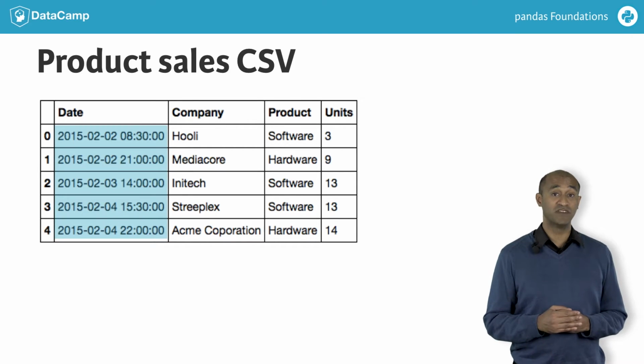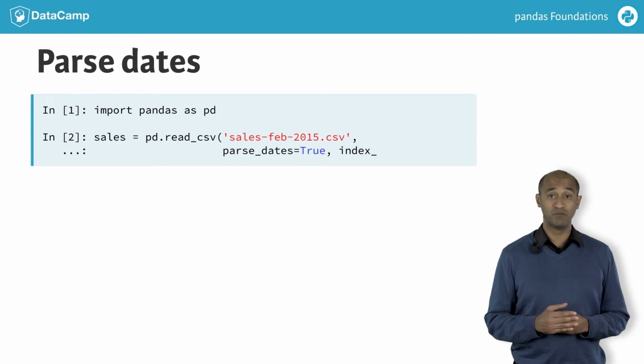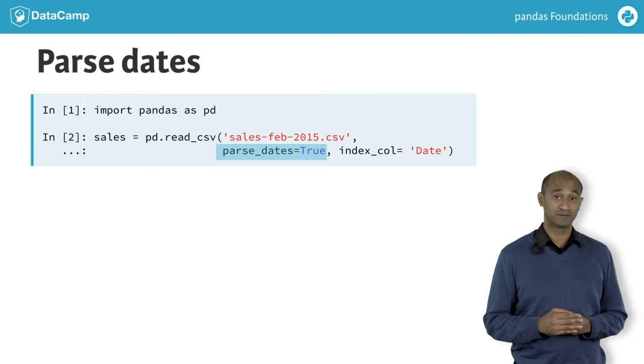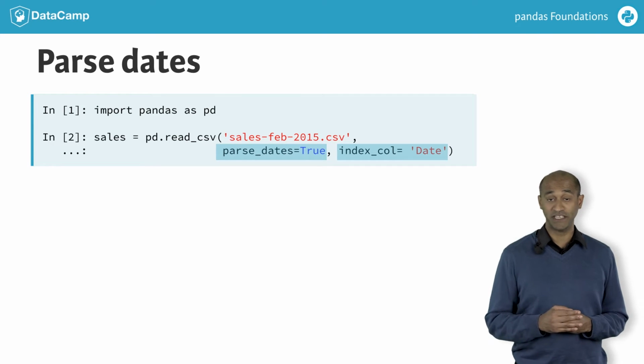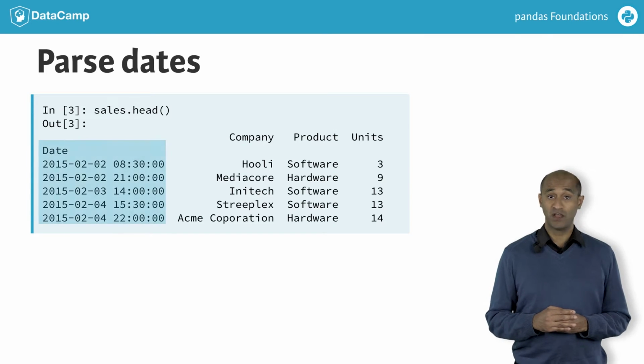Since we know that the CSV file contains at least one column of datetimes, we can tell read_csv to parse all compatible columns as datetime objects with the parse_dates=True option. Further, we're going to use the date column as the index. Later, we'll see that datetime indexes are very useful for data exploration. Here are the first 5 rows of the sales data frame. We can see the date column in the index.